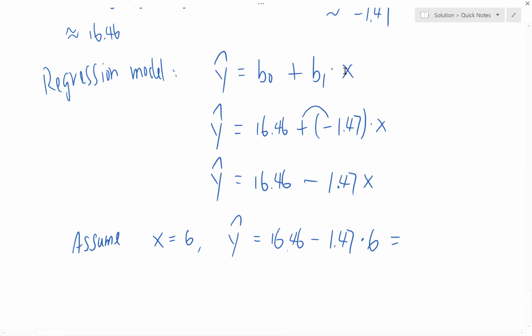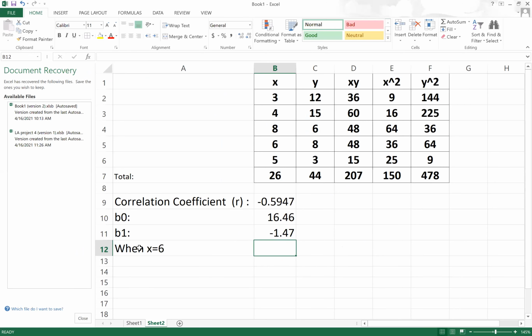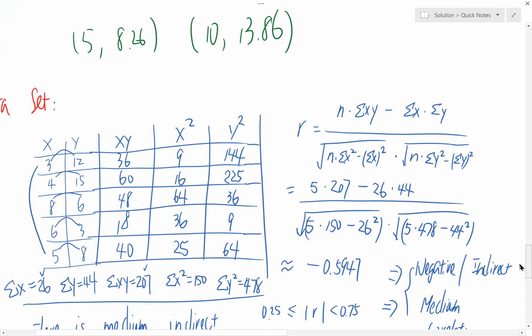One more time, let's rely on the Excel. When x equals 6, that should be 16.46 minus 1.47 times 6. Okay, and let's do it. Right, that turned out to be 7.64. That's the correct number. Now let's predict something unknown from the table, right?